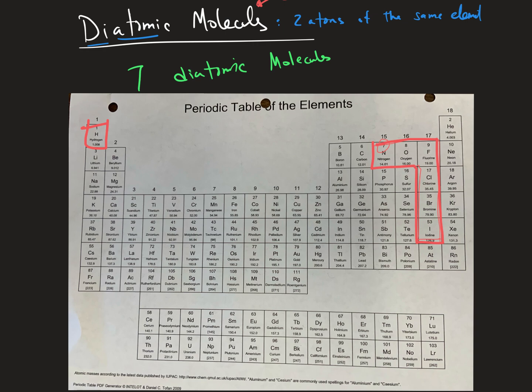So we have H2, we have N2, O2, F2, Cl2, Br2, and I2. So in nature, these things don't exist all alone. These are the only 7 that do this.